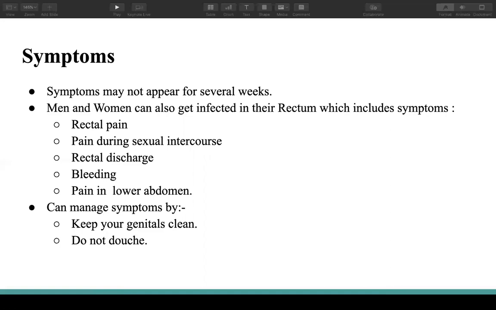There are ways you can manage your symptoms. Not much, but some. You can keep your genitals clean. Do not douche. Basically, what that means is do not use any sprays or other feminine hygiene products until your doctor tells you to do so.